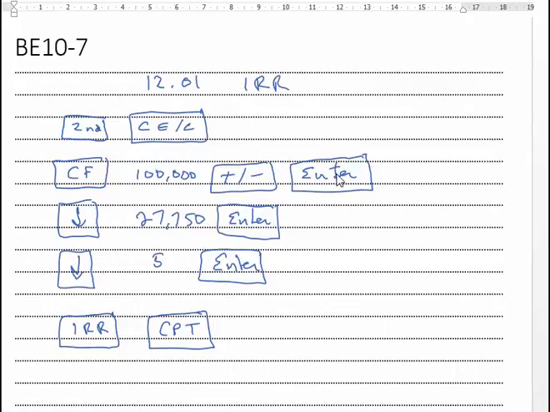Right, welcome to part 3 of Lecture 8, FMGT 3224. We have just finished walking through the keystroke sequence for the Texas Instrument BA2 Plus calculator in order to calculate the internal rate of return.